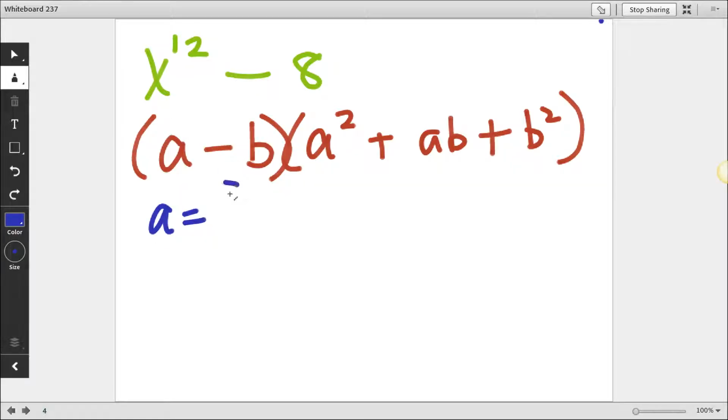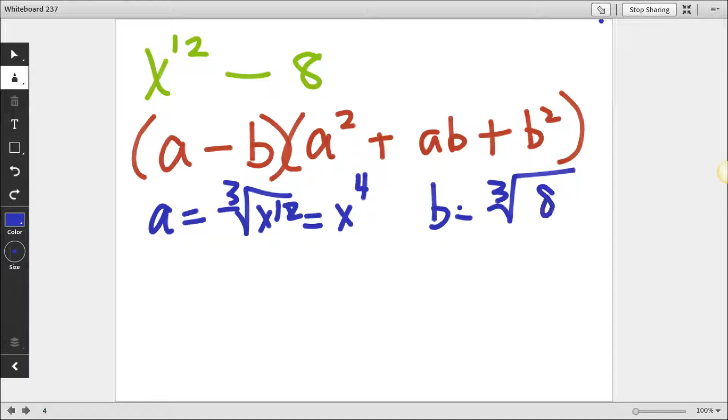So A is going to be the cube root of x to the 12th power. And remember, I just told you to figure out the cube root of a power with an exponent that's divisible by 3. Divide by 3. 12 divided by 3 is 4. So that's going to be x to the 4th power. And then B is going to be the cube root of 8. 2 times 2 is 4. 4 times 2 is 8. So the cube root of 8 is 2.